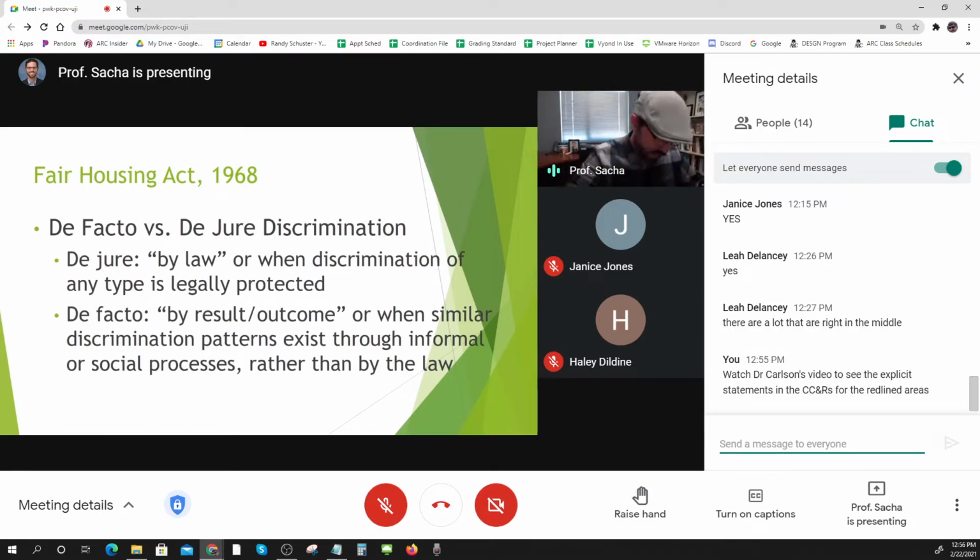So when the 1968 Fair Housing Act is passed, when redlining becomes illegal, yet does not go away, we talk about that as a shift from de jure discrimination, that is discrimination that is legal, backed by the law, right? This is Latin for the law, where the law allows for discrimination to take place. We move from de jure discrimination to what we call de facto, by result, okay?